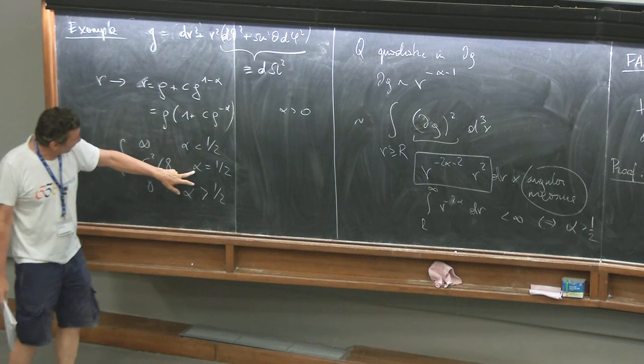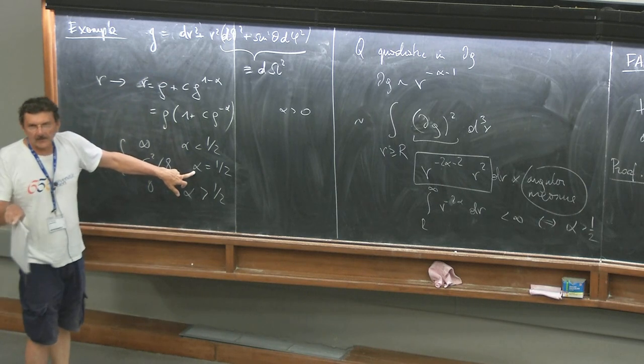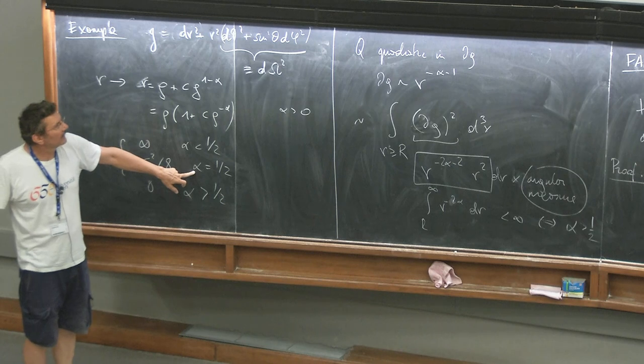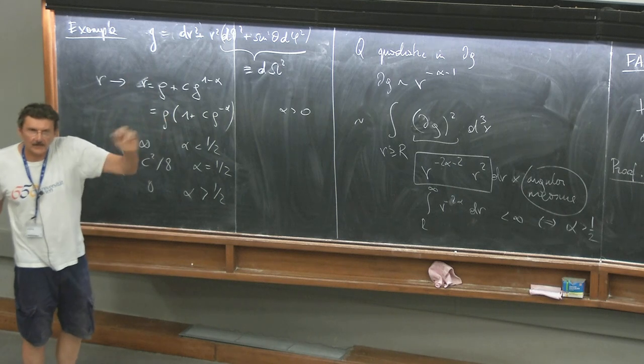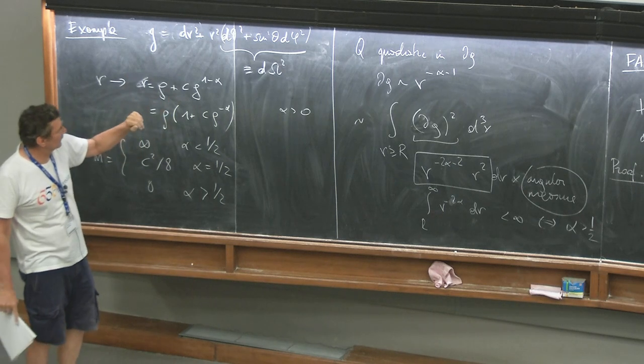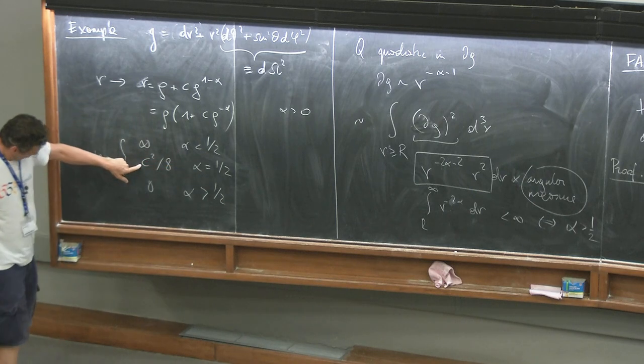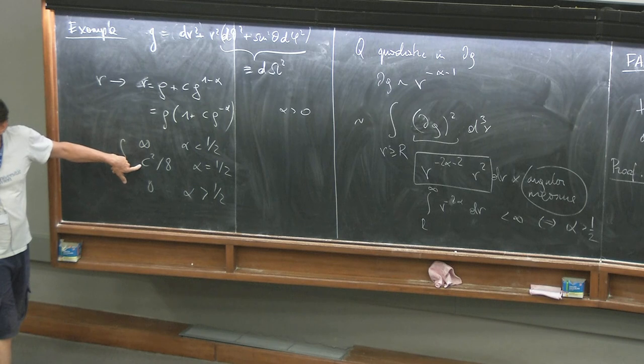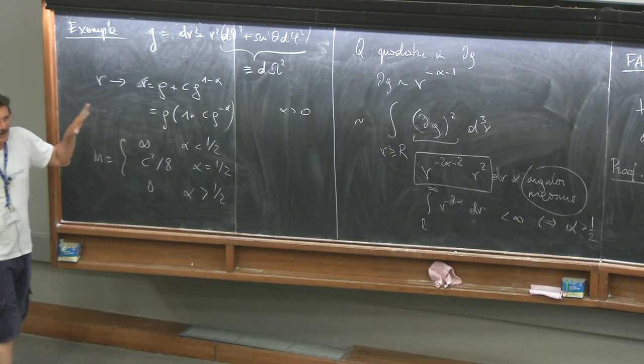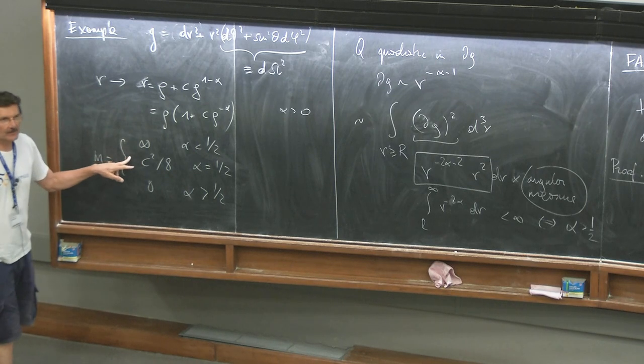But if you take alpha equal 1/2, you're going to get a metric which is still asymptotically flat. So this metric tends to the Euclidean metric at large distances at the rate 1/2. And the mass can be any number, right? So you can generate any mass by a change of coordinates.